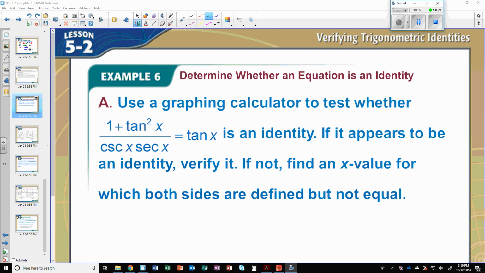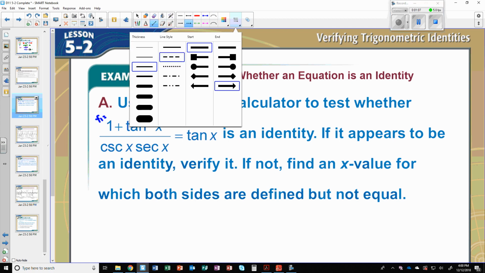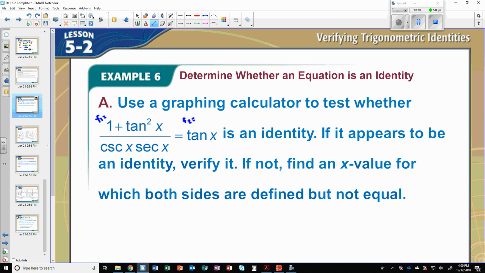Now it says use a graphing calculator to test whether these are an identity. So what we're going to do here is graph each side. We're going to see if these equal one another. So I'm going to type this in as f1 of x and this as f2 of x, and I'm going to ignore the equal sign. So I'm going to break it at the equal sign and graph them. Let me get a little dotted line, separate it here. I'm going to separate these two sides. So let's go over to the calculator and type these in.